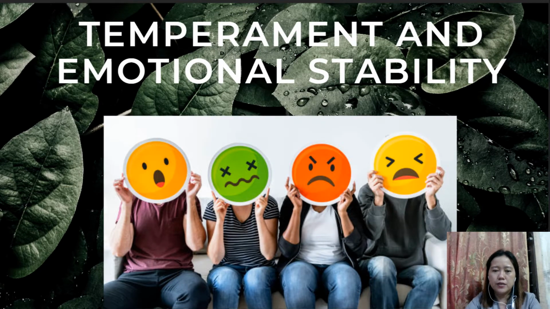The next cause of individual differences is temperament and emotional stability. Based on this picture, it depends on how we react. If we get easily mad or easily annoyed in a certain situation, or on how we respond to a certain situation. In this slide, we can see that it's about emotional stability. It's the way we respond to things.